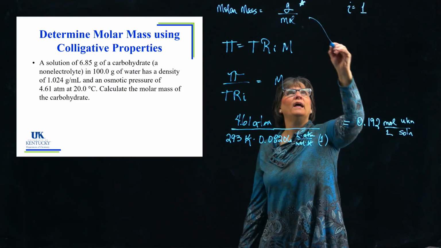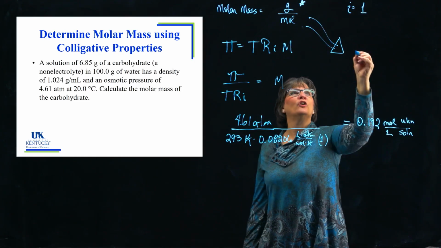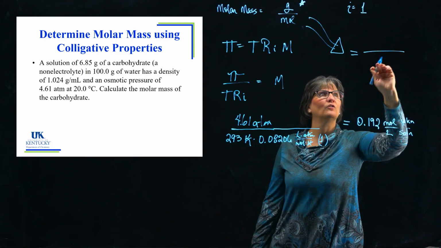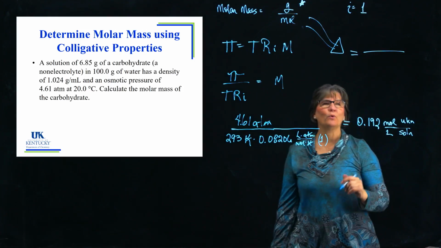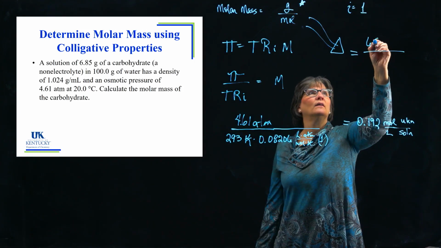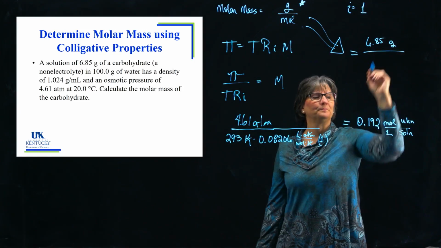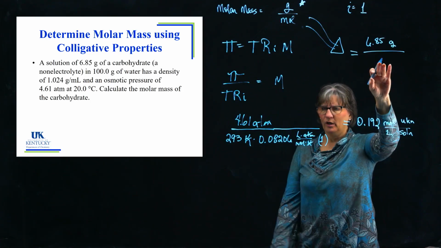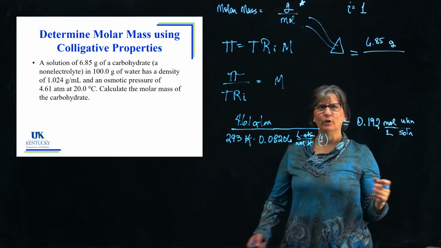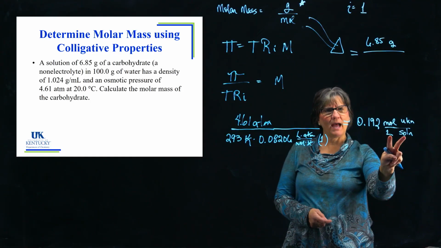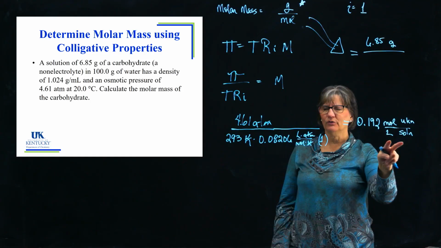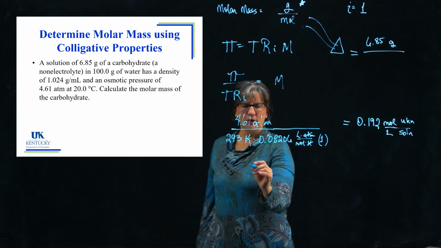By the way, let's go ahead and put the grams on top, because eventually we need to have the moles in the bottom. The grams value is 6.85. All right, grams. Now don't put the molarity in there, because that would be grams per mole liter. That's not molar mass. Molar mass is just grams per mole. So somehow I have to get rid of the liters of solution. Well, how am I going to do that?